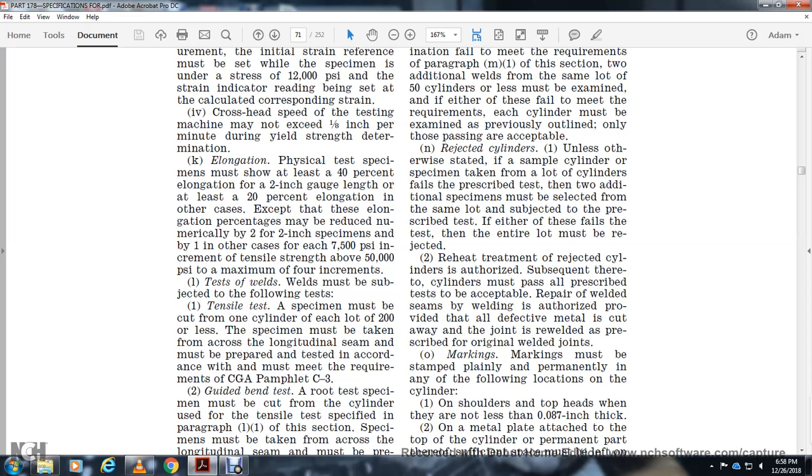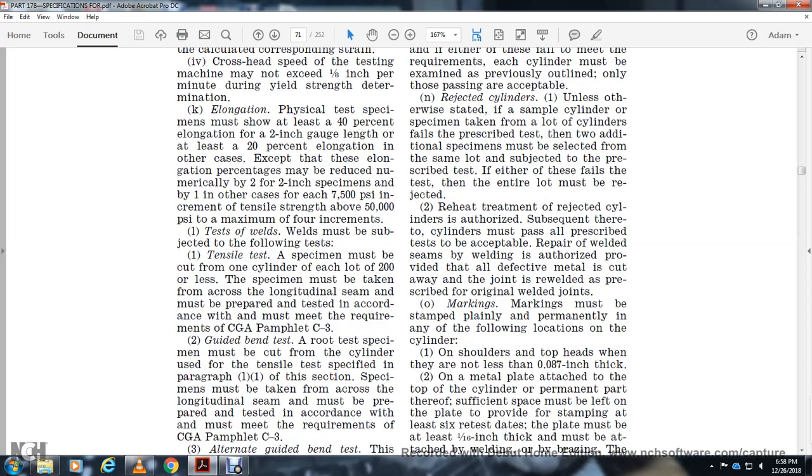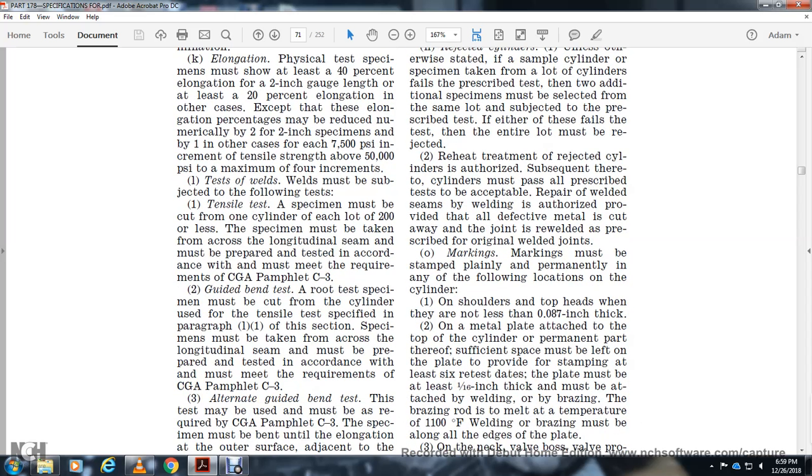A metal plate attached to the top of the cylinder, with permanent marks, with the arrow of the position space to the left-hand side of the plate, provided with at least 6 retest dates. The plate must be at least 1/16 of an inch thick and must be attached by welding or brazing. The brazing rod must melt at a temperature of 1100 degrees Fahrenheit. Welding braze must be along the edge of the plate.